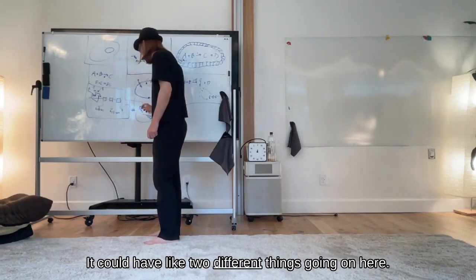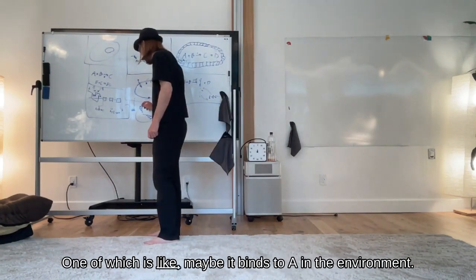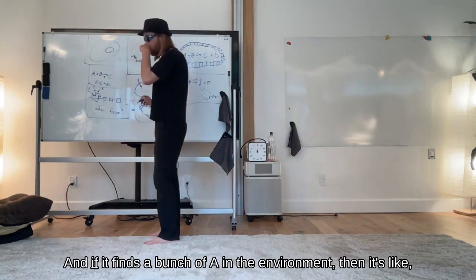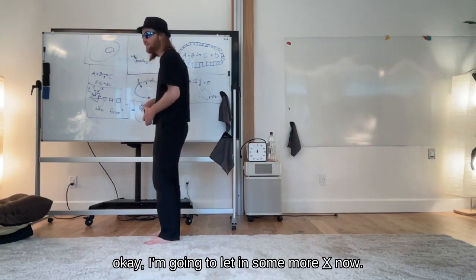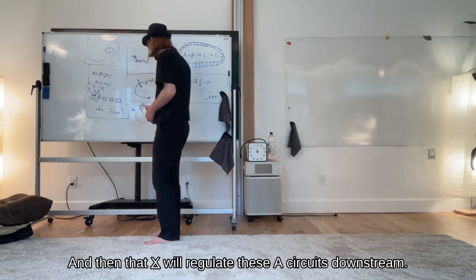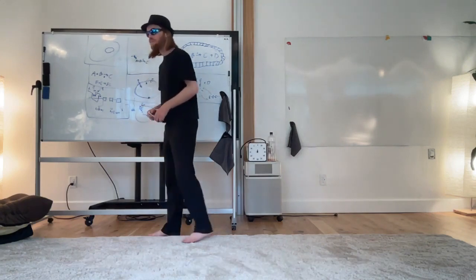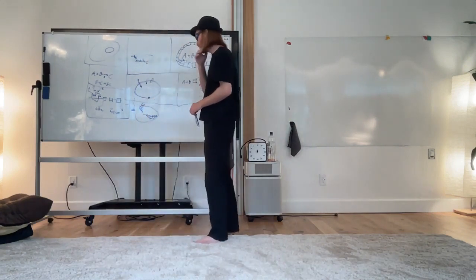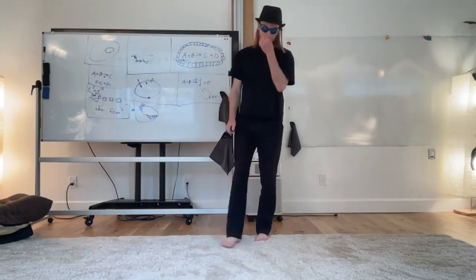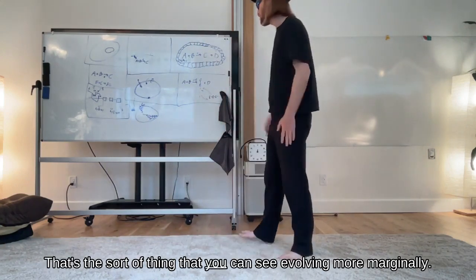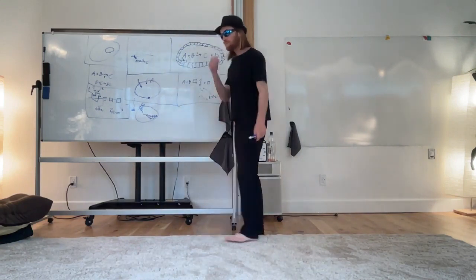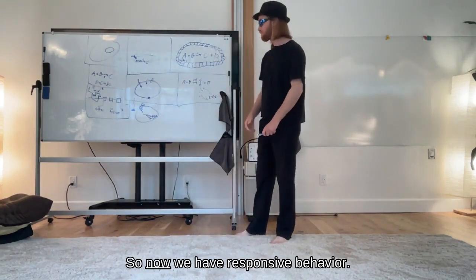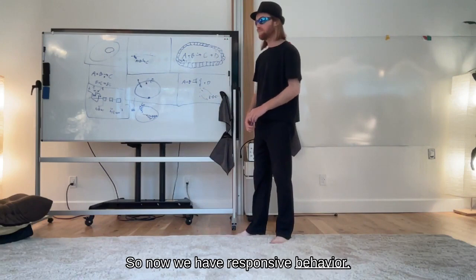It could have two different things going on here, one of which is maybe it binds to A in the environment, and if it finds a bunch of A in the environment, then it's like, okay, I'm going to let in some more X now. And then that X will regulate these A circuits downstream. That's the sort of thing that you can see evolving more marginally. So now we have responsive behavior.